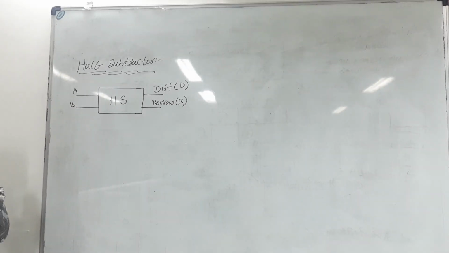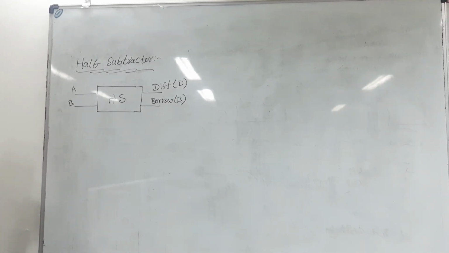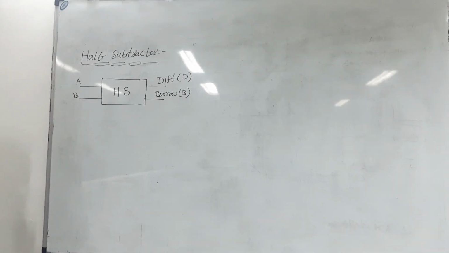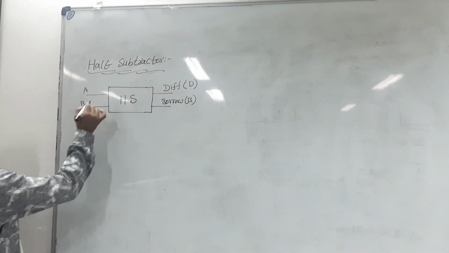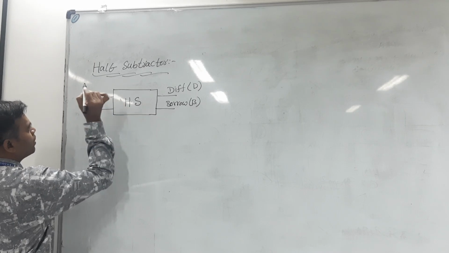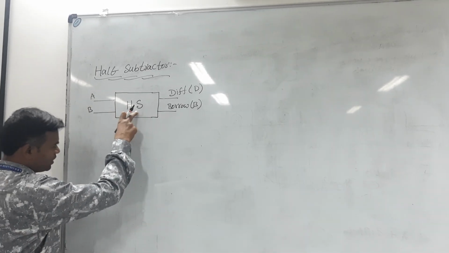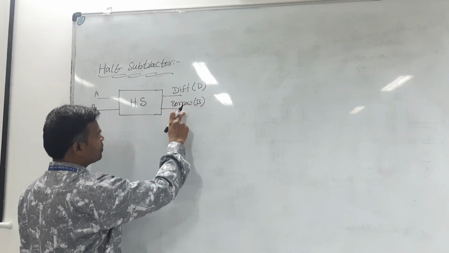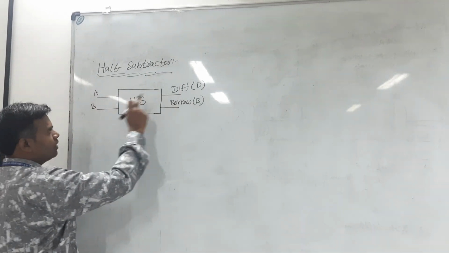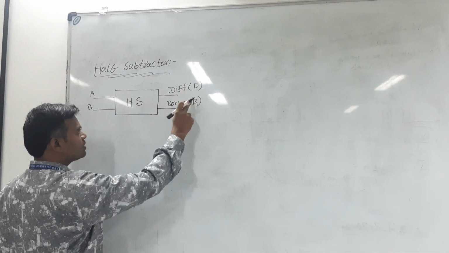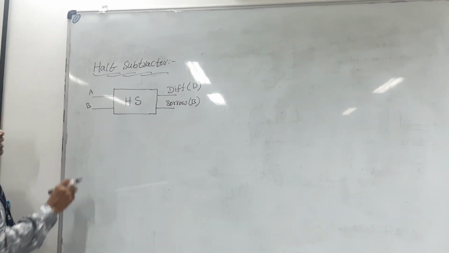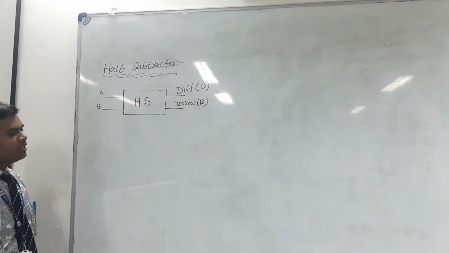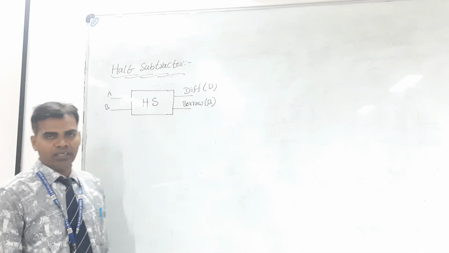Now in this class we are going to discuss how to design the logic diagram for the half subtractor. The basic information regarding the half subtractor is that it is a combinational circuit which has two inputs and two outputs. Inputs are labeled as A and B, outputs are labeled as difference and borrow. Its capability is to subtract two binary bits.